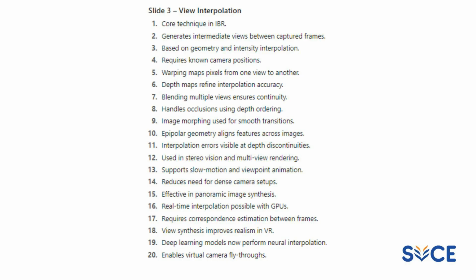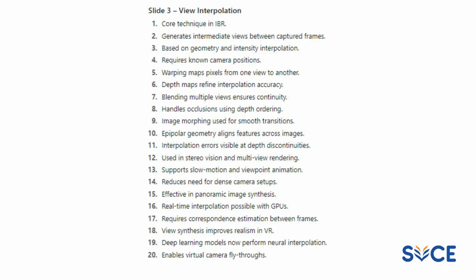It plays a crucial role in creating lifelike virtual experiences without requiring expensive 3D models or extensive rendering computations. In simple terms, view interpolation gives us the power to look around in a scene, even from a viewpoint that was never actually photographed or captured, making it a cornerstone of modern image-based rendering systems. So, basically, in this topic, we have covered the core technique in IBR to generate intermediate views between captured frames based on geometric and intensity interpolation, which requires known camera positions also.